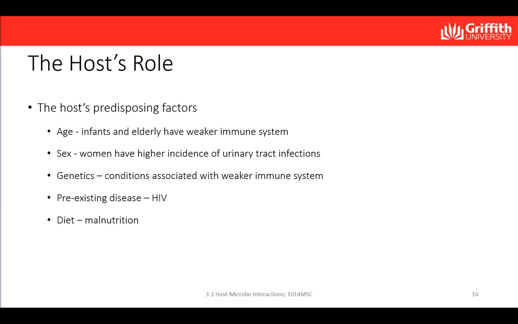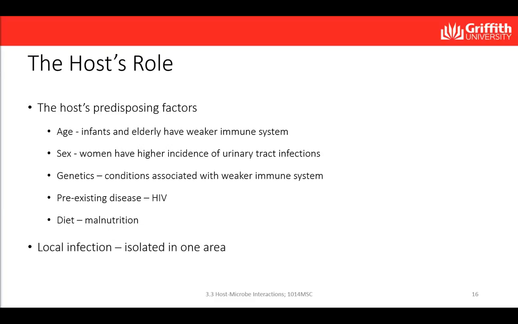Genetics can also play a key role, as there are conditions that are associated with weaker immune systems as a result of genetic mutation. Other factors, such as diet and pre-existing conditions, also play a role in the risk of infection. There are two different types of infections.